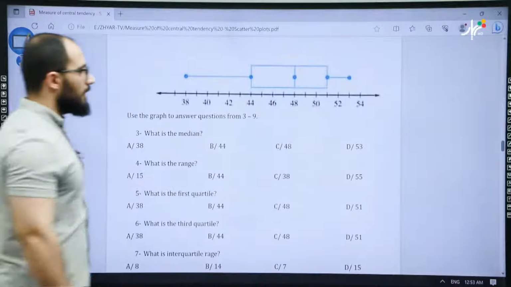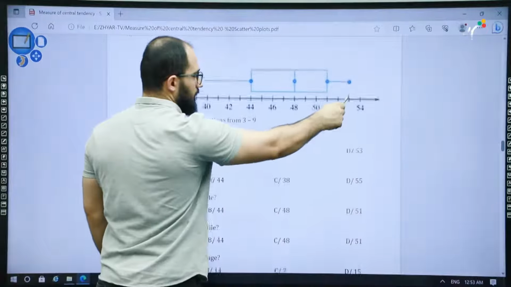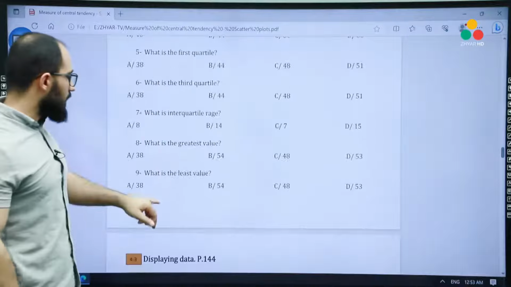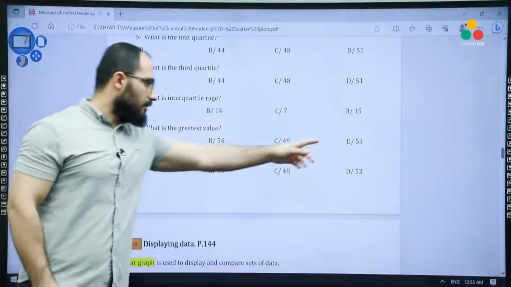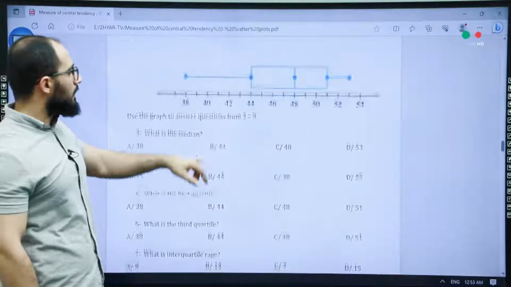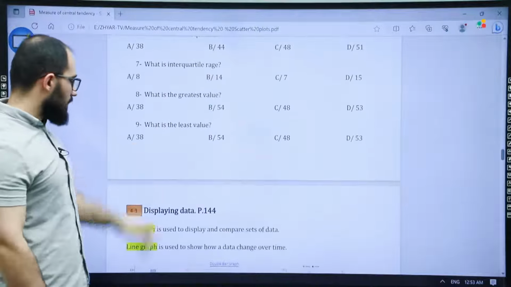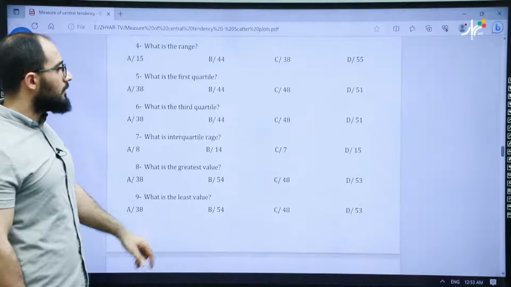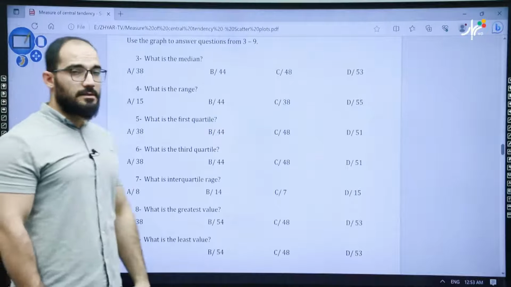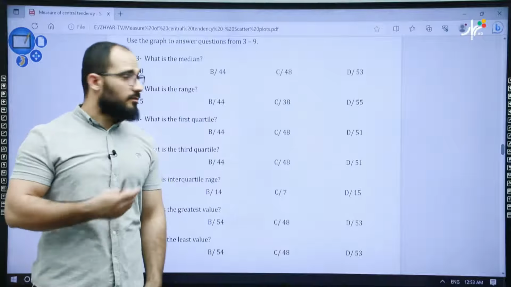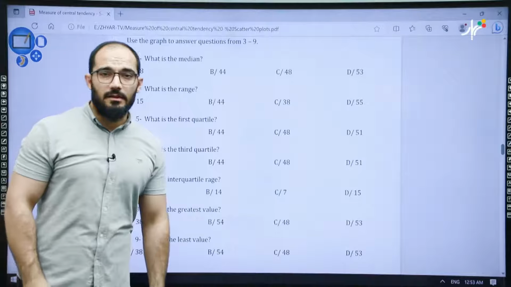The greatest value is 53. So here, for the greatest value, 53 is the correct answer. What is the least value? It is 38. So the correct answer is 38. So, dear lovely students, this is the end of our class. I hope you get benefit from the subject. Thank you so much.